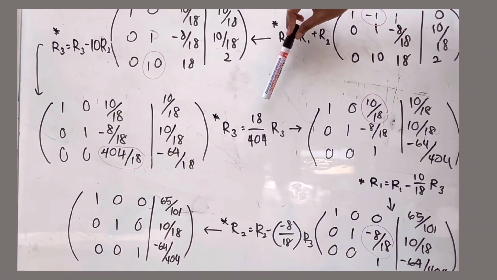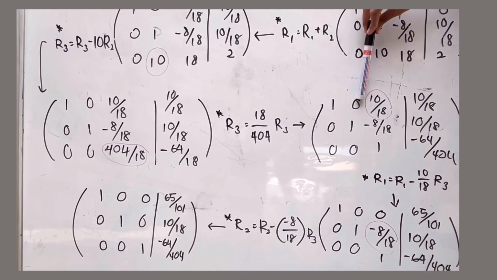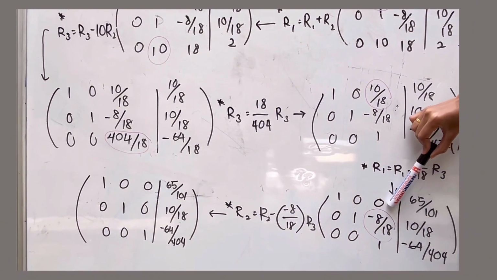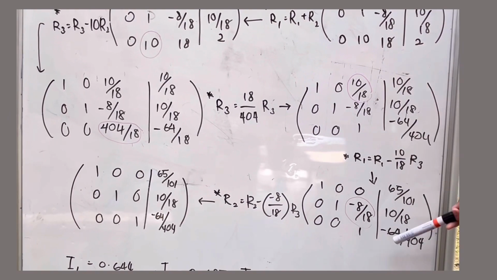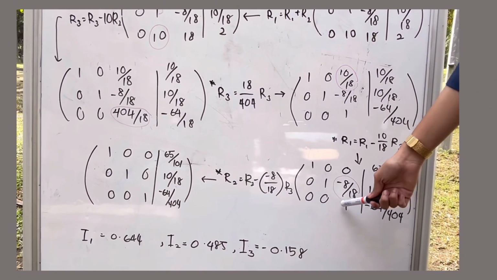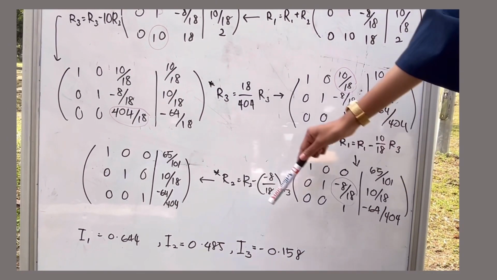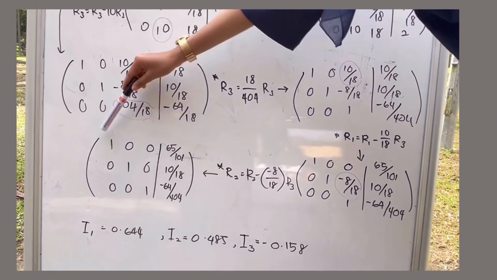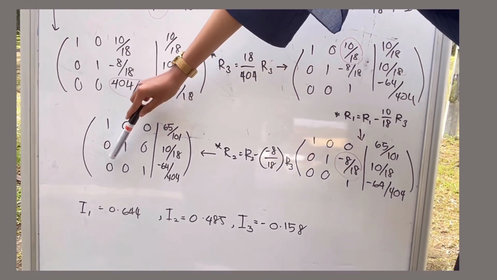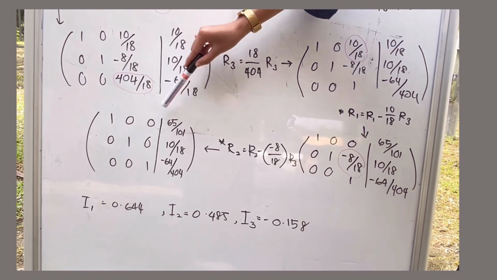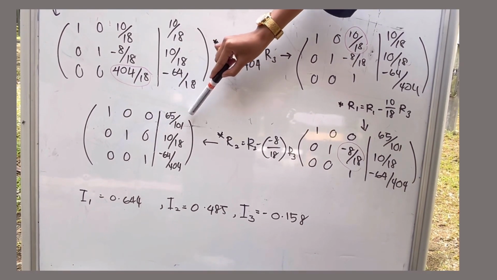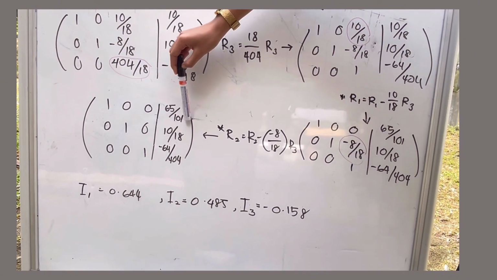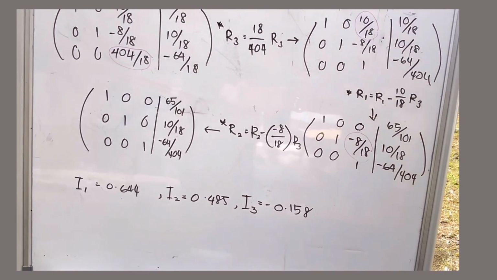And then I eliminate this one to become 0 by using this formula, and then I eliminate this and become 0 using this formula, and the final answer I got is 1 0 0, 0 1 0, and 0 0 1 at this part. And this part I got 65 over 101, and then 10 over 18 and negative 64 over 44.